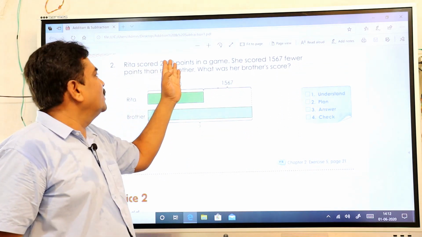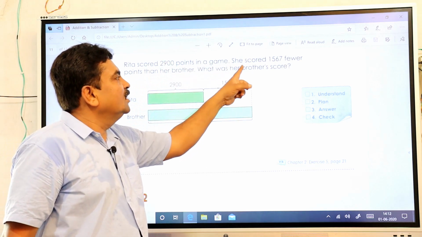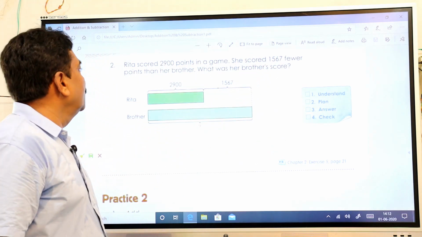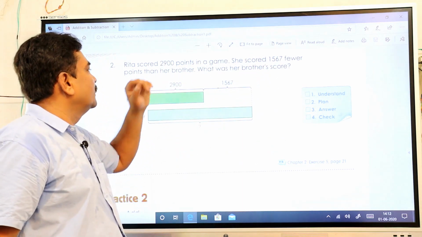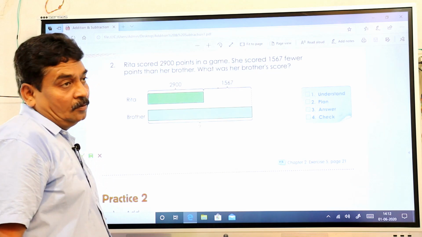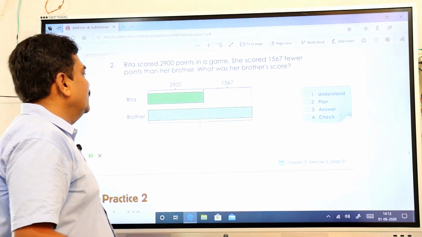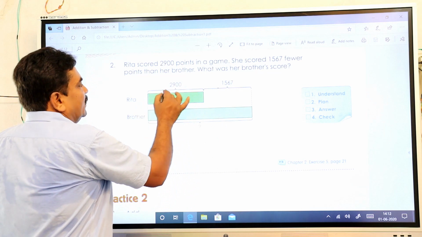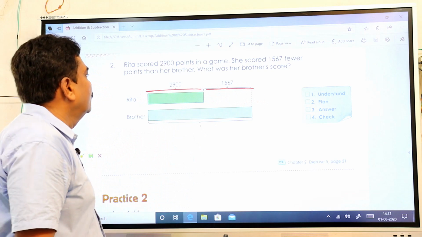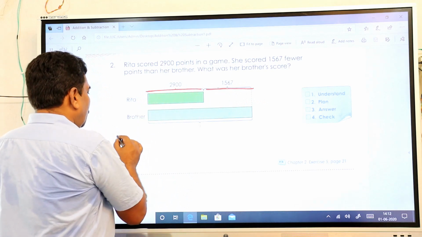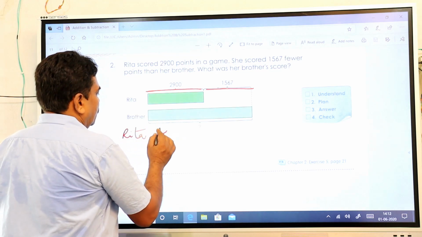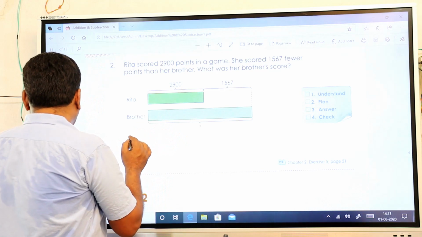Rita scored 2,900 points in a game. She scored 567 fewer points than her brother. What was her brother's score? So the brother's score means what? The brother's score is the total of this and this, so you add these two. Before that you write down the statement. Sorry, I'll cancel that and do it again.